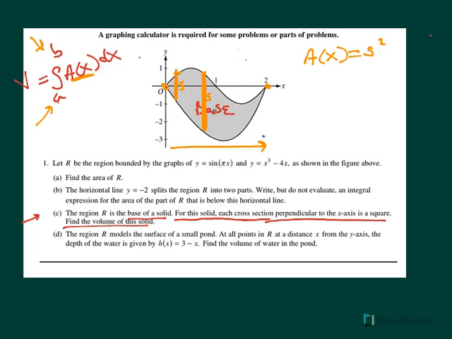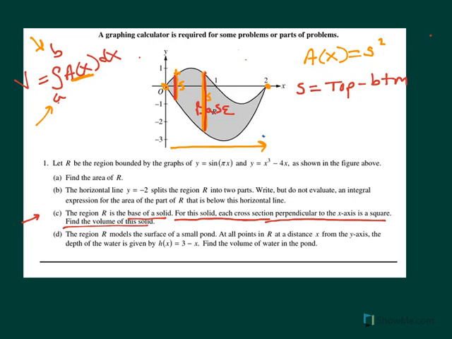And how do we represent S in terms of variable x? Well, what's the distance from here to here? It's just the distance between the top curve minus the bottom curve. What's the distance on the other one from here to here? Again, it's just the top curve minus the bottom curve. So S is going to be the top curve minus the bottom curve, and that will find you the length of S.